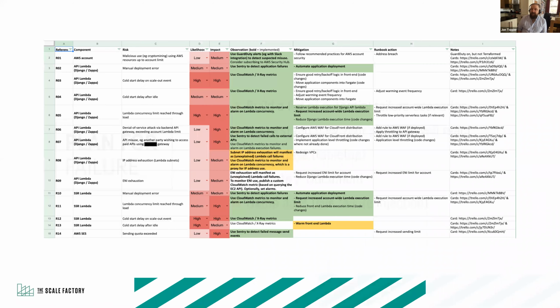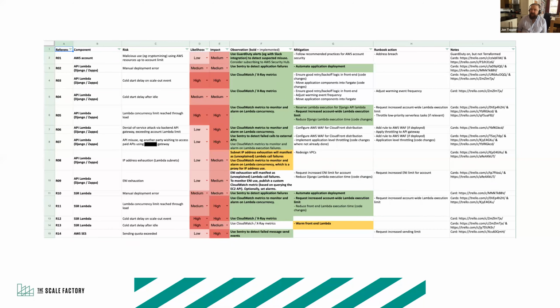This is an example of the type of tabletop stuff that we've done as part of an exercise with a client. This client was gearing up for a large-scale marketing launch of their car insurance, sort of a car purchase website, and they were doing a lot of stuff with Lambda. They had some SES in there. There was bits of RDS. It was a modest infrastructure. There wasn't a huge amount there.